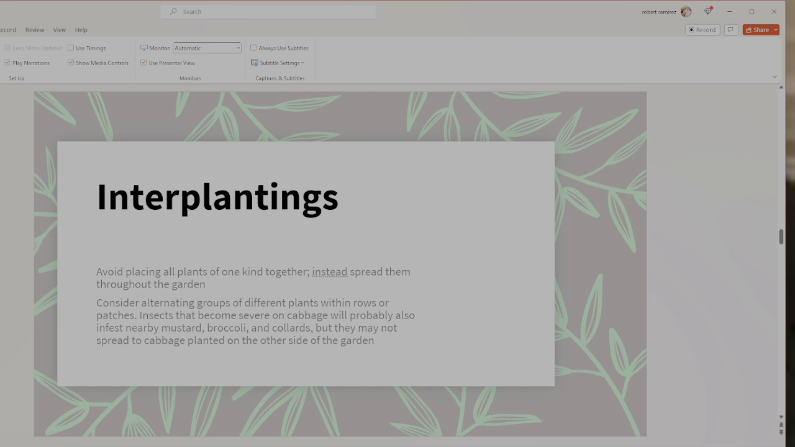Interplantings. Avoid placing all plants of one kind together. Instead, spread them throughout the garden. Consider alternating groups of different plants within rows or patches. Insects that become severe on cabbage will probably also infest nearby mustard, broccoli, and collards, but they may not spread to a cabbage planted on the other side of the garden. Hint, hint.